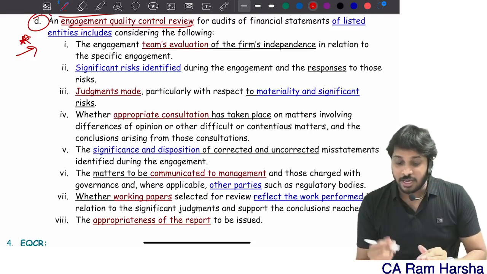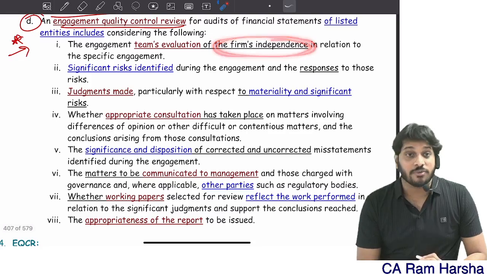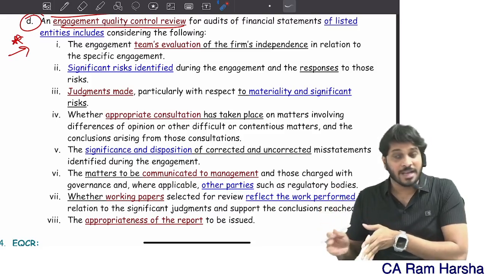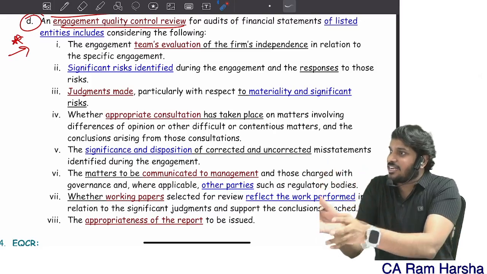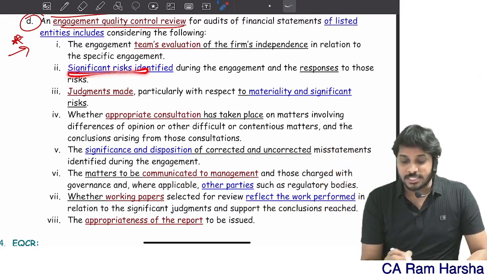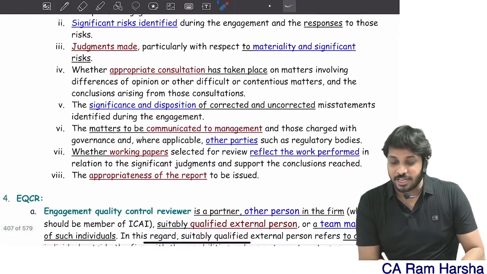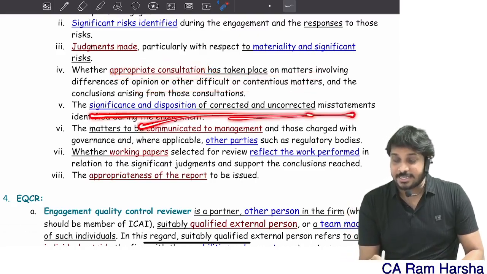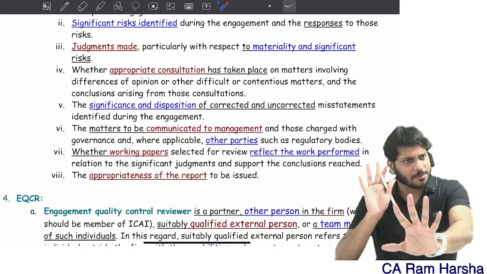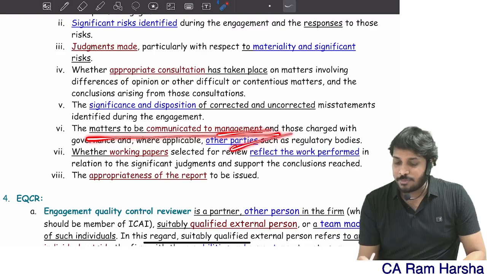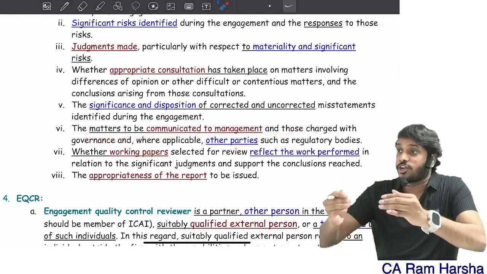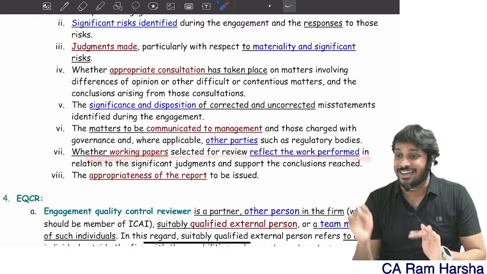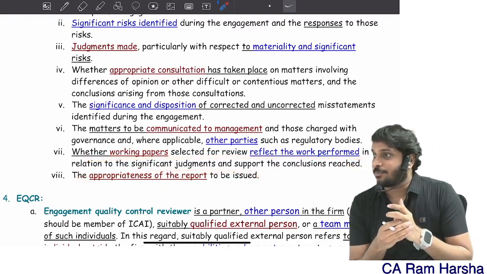What does the reviewer have to verify? He should verify independence, that is, the team's evaluation of independence. The team would have already performed the evaluation; the reviewer has to verify whether the team evaluated independence properly or not. What significant risks were identified? What decisions have they taken? Whether consultation has taken place on complex matters or not? Whether mistakes identified but uncorrected have been properly answered or not? Matters requiring communication to management and other regulatory bodies, whether they are all communicated or not, whether working papers reflect work performed, and whether the report issued is proper.